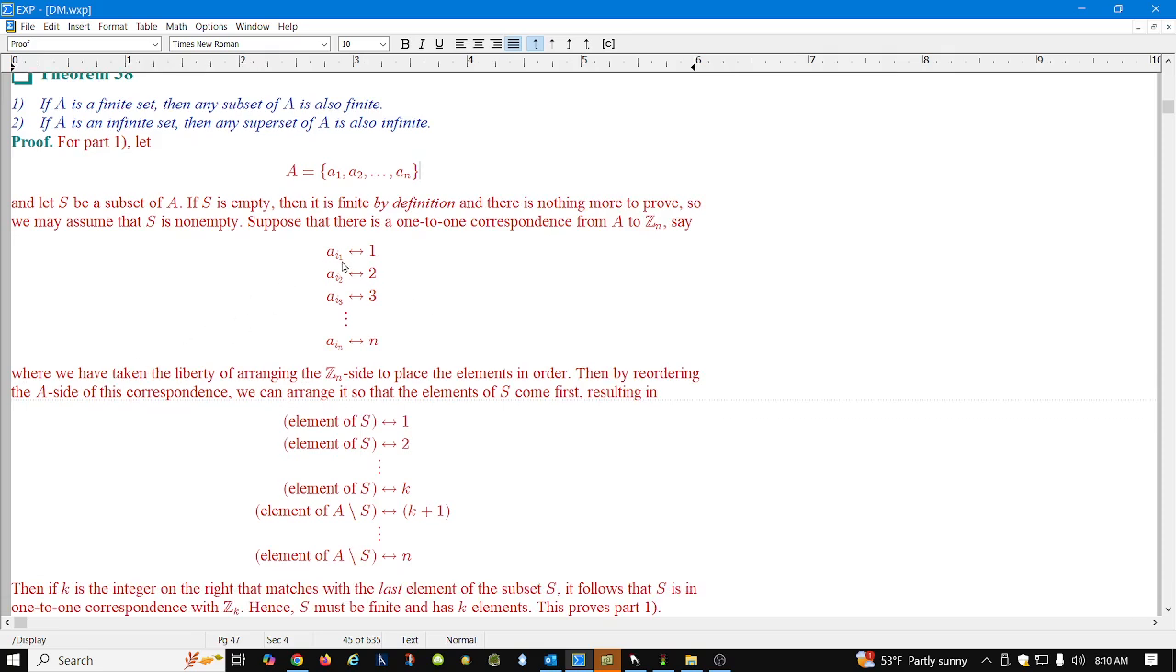And notice the way I have written this. It would have been easier just to write A1 is paired with 1, A2 with 2, and so on. But I wanted to be more general. So I am double subscripting: A sub i sub 1, A sub i sub 2, A sub i sub 3. So i1, i2, i3 up to in are natural numbers in any order.